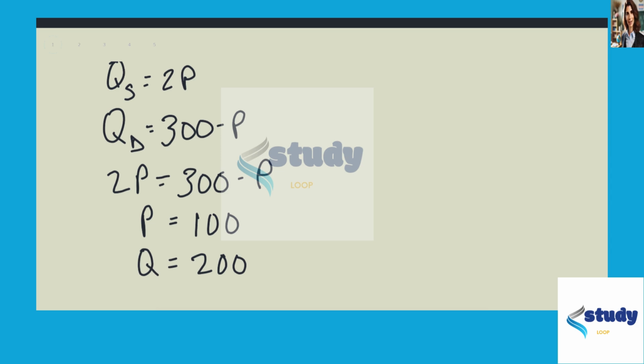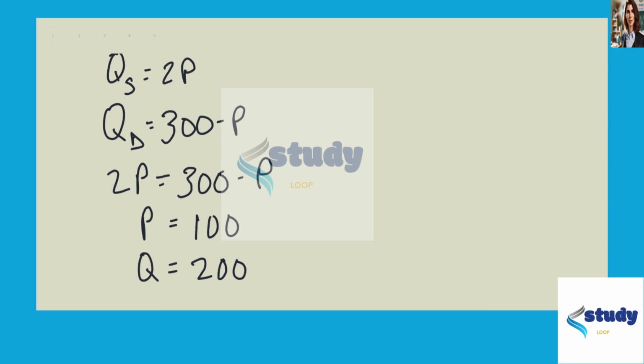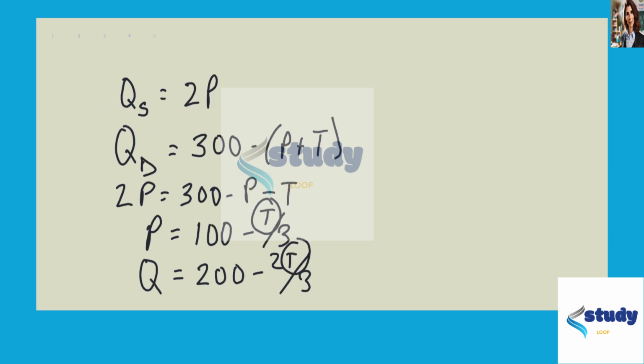This is a fairly long question with a lot of components, so let's take it step by step. First, we know our quantity supplied function and our quantity demanded function, so we can set them equal to each other, and then we just solve for P. We get P equals 100. What's our quantity? Well, we plug in our value for P, and we get a quantity. So now we have our equilibrium price and quantity with no taxes.